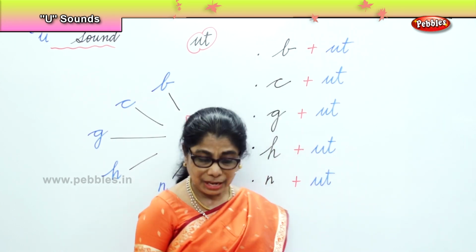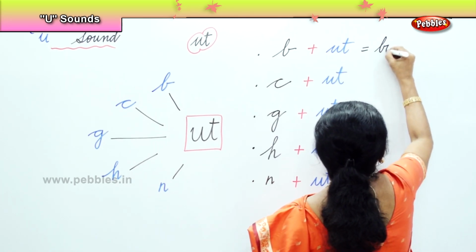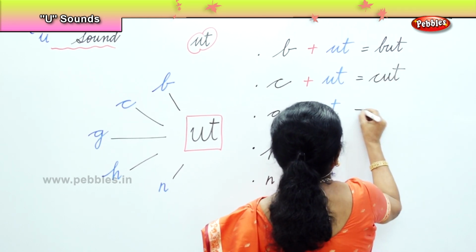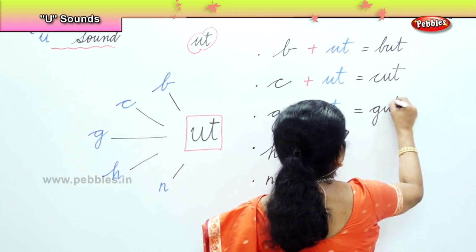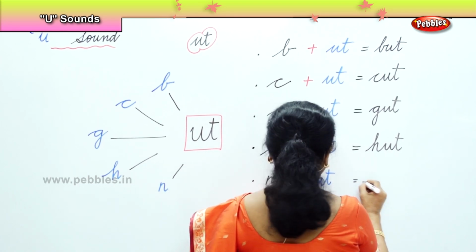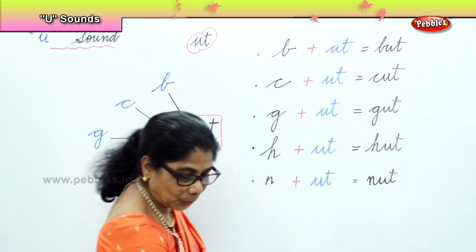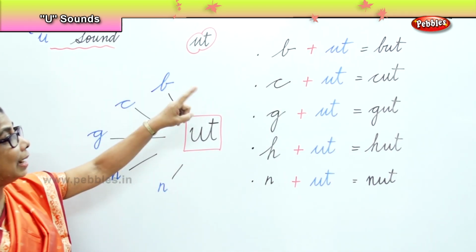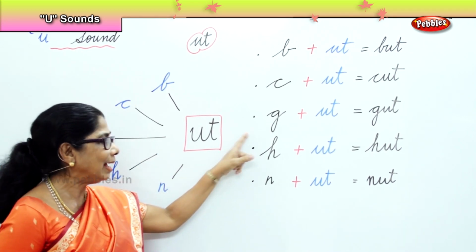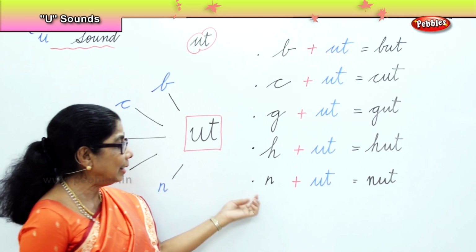And we all get a new word. So, B plus ut, but. Good. K plus ut, cut. G plus ut, gut. H plus ut, hut. And N plus ut, nut. Right? So, we get B plus ut, but, K plus ut, cut, G plus ut, gut, H plus ut, hut, and N plus ut, nut.